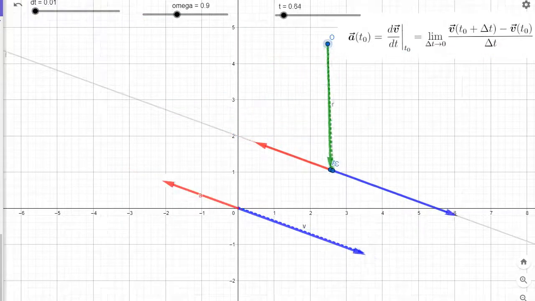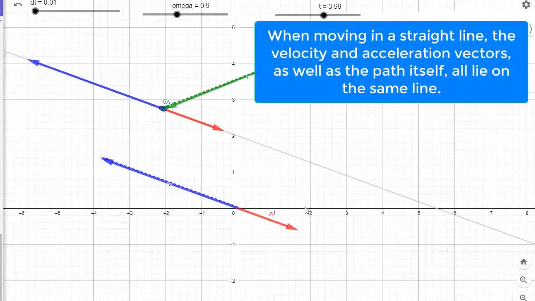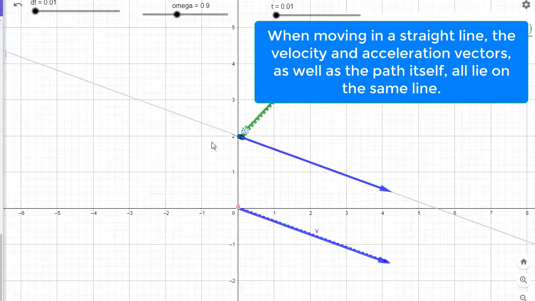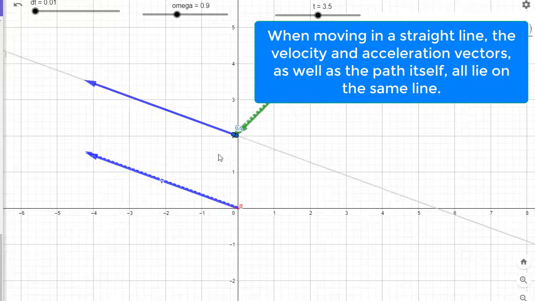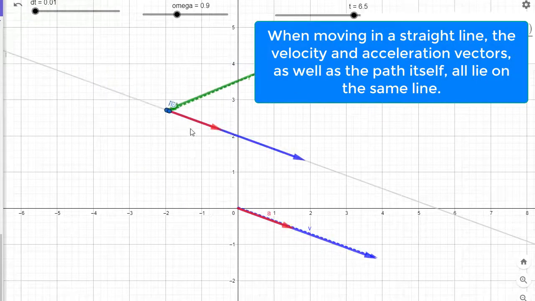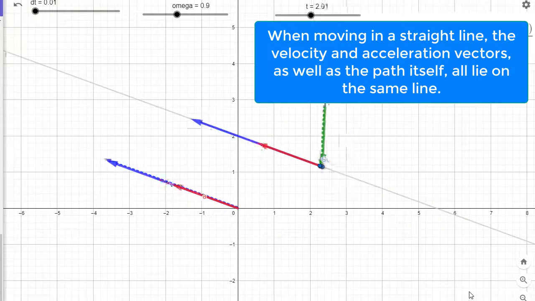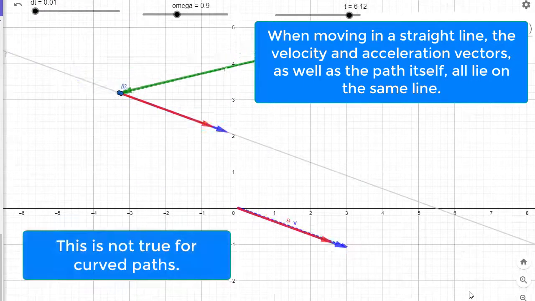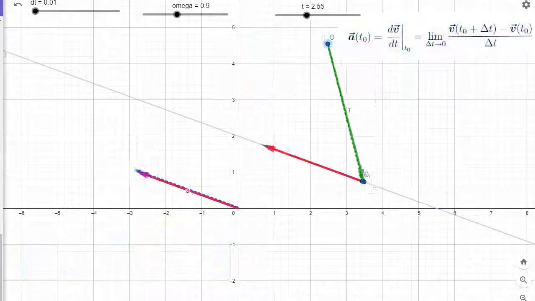Now, my second observation, and this is an important one, is that when the object is moving along a straight line, as it is here, then the velocity vector and the acceleration vector and the line itself, they're all collinear. They all lie along the same line. Now, it's important to know that this is only true if our motion is along a straight line. If we have a curvy path, all bets are off. This is not true anymore. But check it out. They all are collinear.